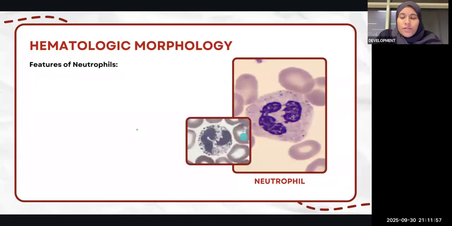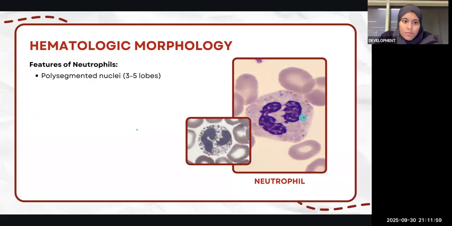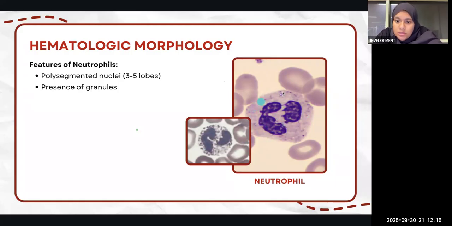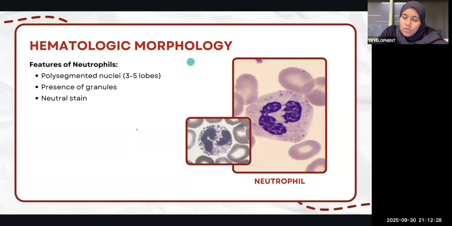Neutrophils are very easy to identify because they have polysegmented nuclei, 3 minimum, 5 maximum, 3 to 5 lobes. So here's 1, 2, 3, 1, 2, 3, and they have granules. You can see dots in the cytoplasm. These dots are all granules, and neutral stain. It's neither basophilic nor eosinophilic. It might look a bit purplish, but from the name, neutrophils, neutral.